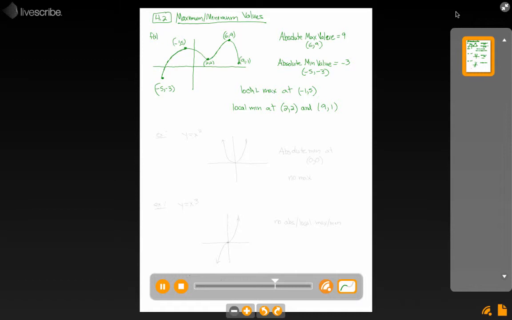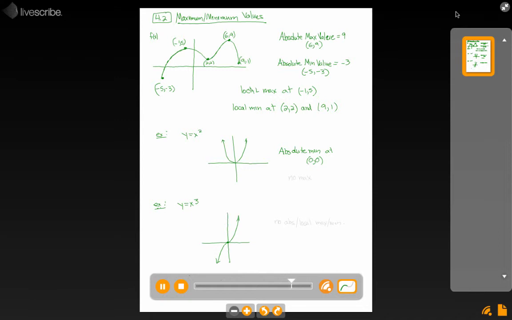So let's do a couple of real quick examples with some functions we're familiar with. y equals x squared is a graph we've seen many times, just a parabola facing up. It has no maximum value at all, not local nor absolute, but it does have one minimum value. So it has an absolute min in this case, because at 0, 0 is the lowest this graph ever goes anywhere in its domain.